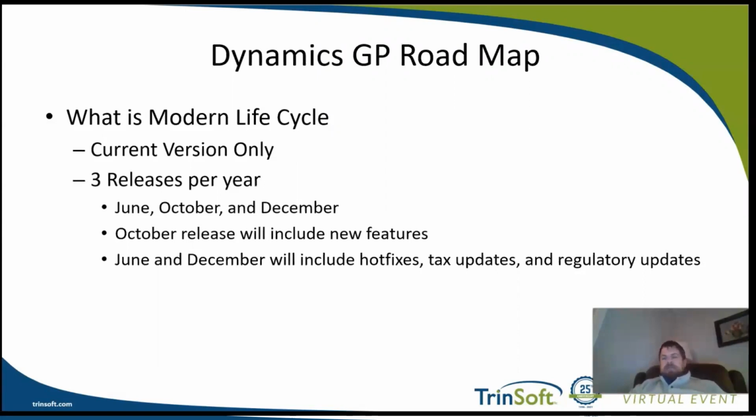The June and December will include your hot fixes. So if there was an issue with security or something like that, those would come out in that June and December. Your tax updates and your regulatory updates also in this June and December timeframe. So if you're running payroll or you have 1099s, you're familiar with these December updates for taxes. Anytime the tax codes change, they're going to release those updates in December. So that's what the modern life cycle is. It's just basically a way to say we're going to keep GP running, and we're going to actually be adding features to it at a more predictable rate. June, October, December, with October being those new features.